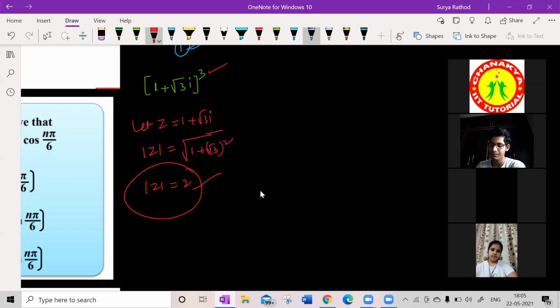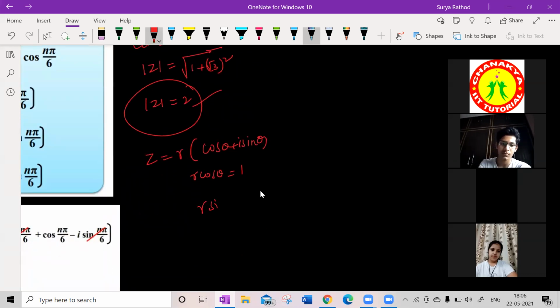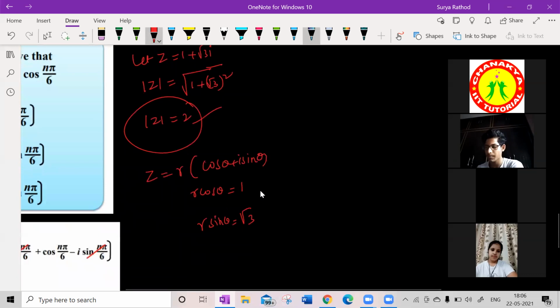Now look at this. What is my polar form? z is equal to r times (cos theta plus i sin theta). What is my r cos theta here? r cos theta is 1. And r sin theta is root 3. Whatever you get, modulus of z is equal to r, which is 2.